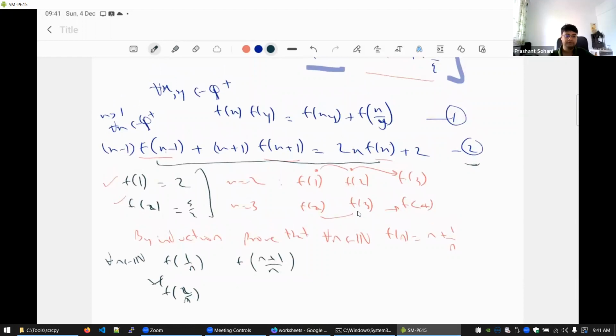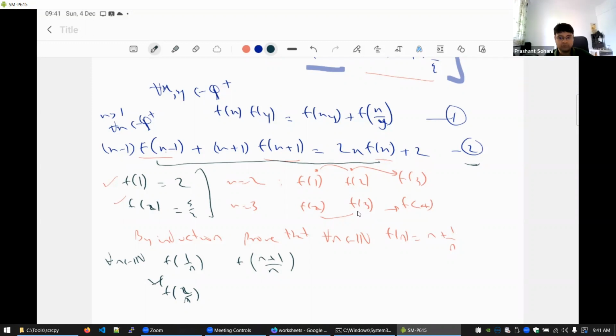But what else can we do? Sir, in the first equation, if we replace x equal to 1 by n and y equal to 2, then we get that f of 1 by n times f of 2 is equal to f of 2 by n plus f of 2n. Yes, correct. So just continue thinking on those lines.